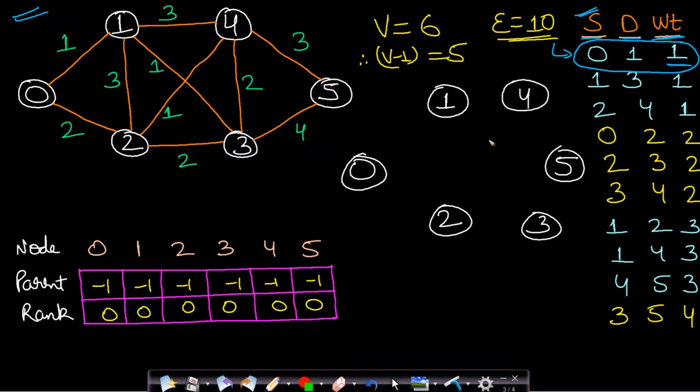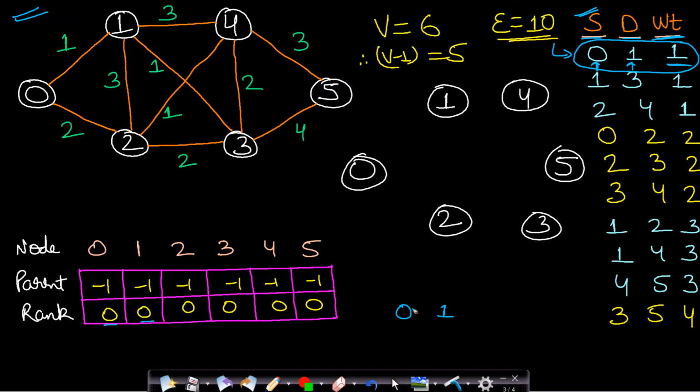Now I will have to iterate over all these edges. The first edge is from 0 to 1 with weight 1. We will have to find the absolute parent of 0 and the absolute parent of 1, and see if it forms a cycle. The absolute parent of 0 is -1, and for 1 it is also -1. This indicates that they are in different sets. Initially all the nodes will be present in different sets. Since you have -1 values for 0 and 1, they have different absolute parents, and so we can join them. Now they both have the same rank. Ranks initially will be 0 for all these vertices.